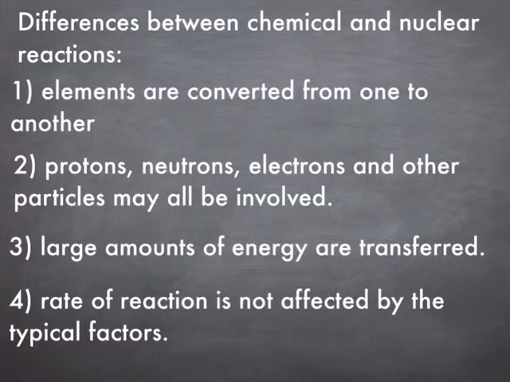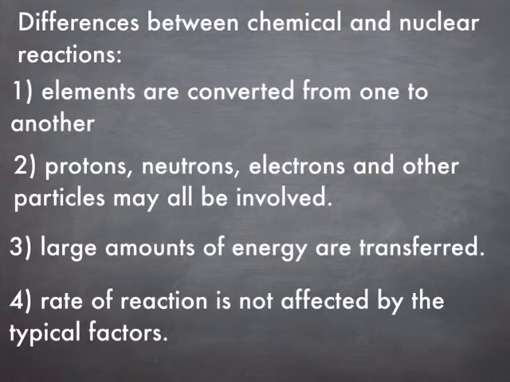What are some of the differences between a chemical and a nuclear reaction? Probably the most substantial difference is that the elements in nuclear reactions are often converted from one to another. That never happens in a chemical reaction. In a chemical reaction, we form bonds and we break bonds, but we don't change one element into a completely different element. That's why a lot of chemistry students think this is scary, because it's like magic.